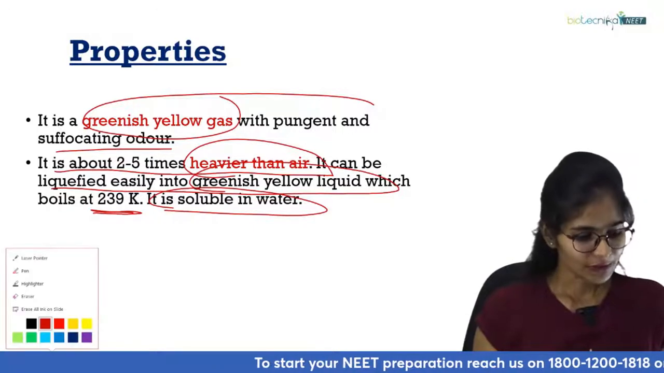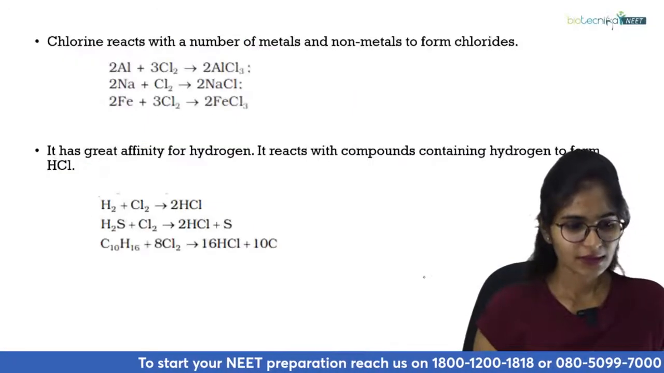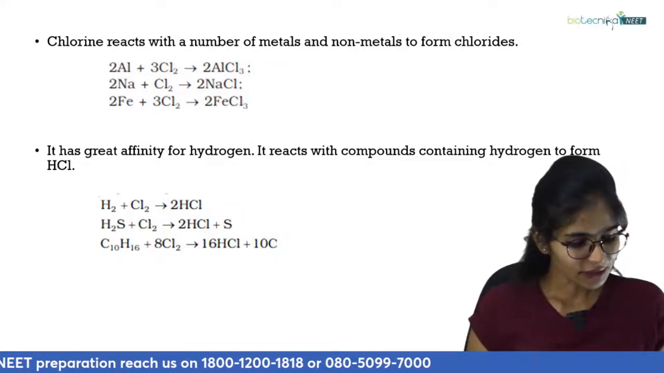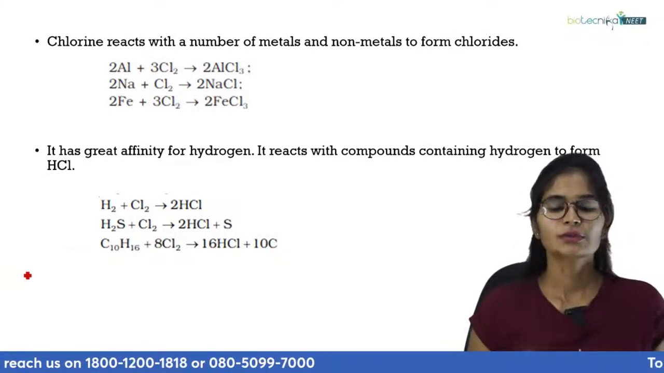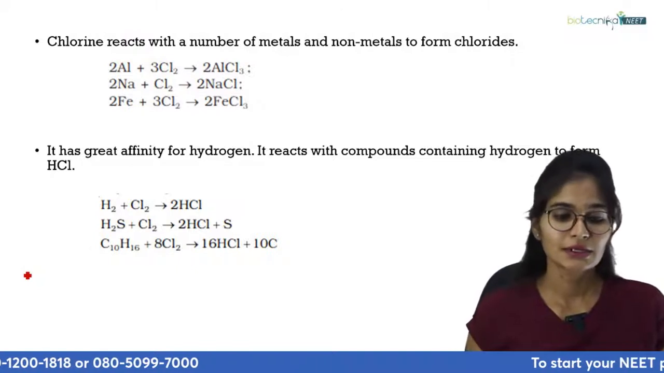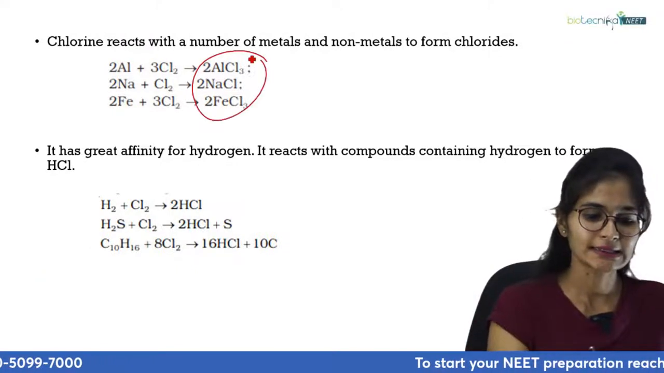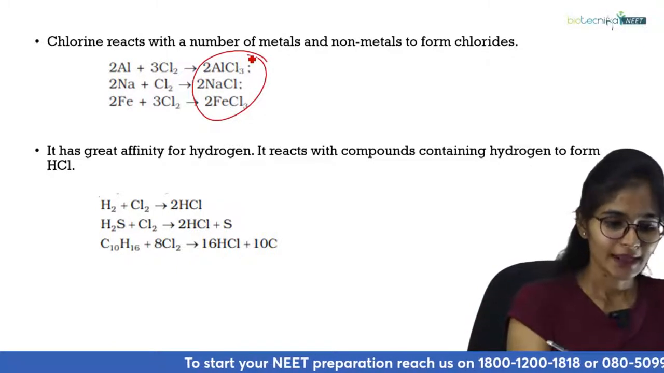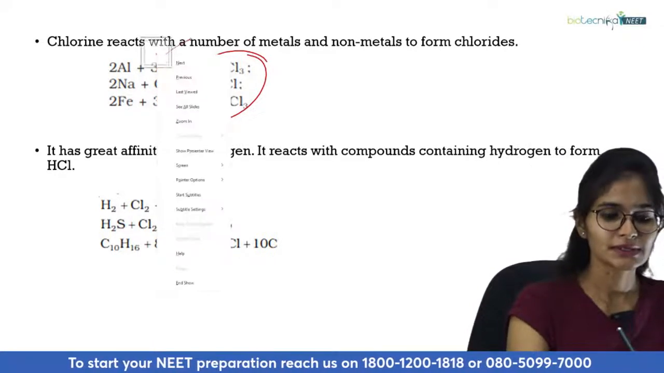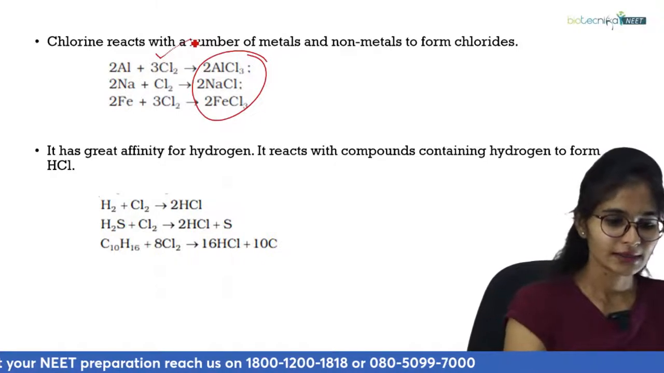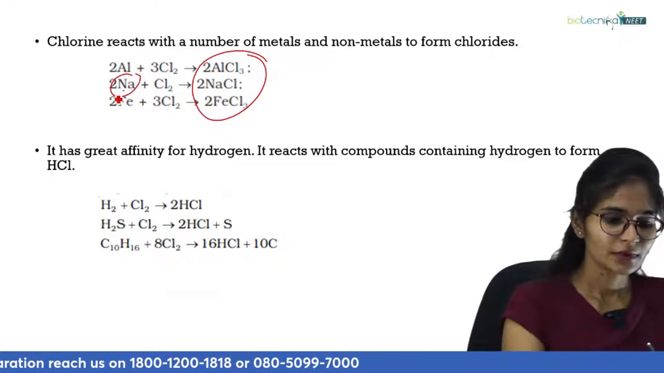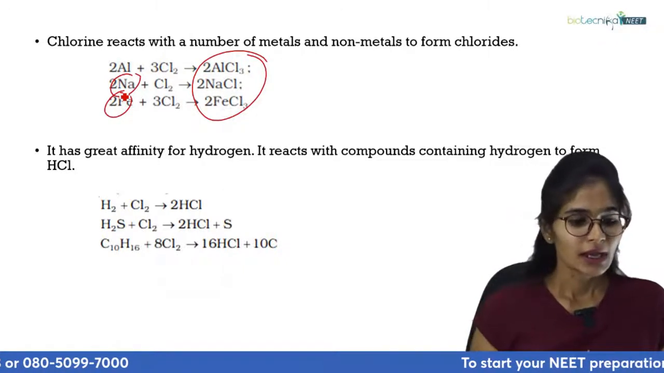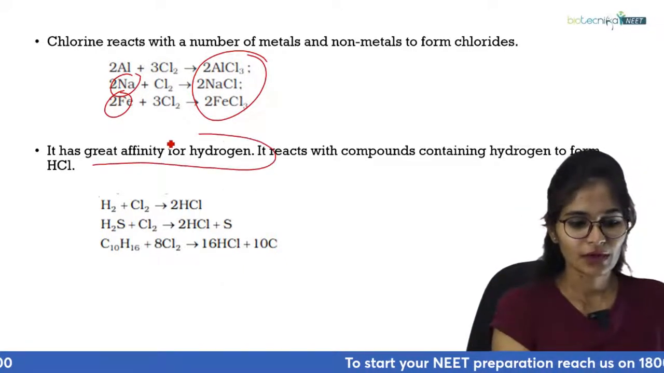Now coming to the next part, chlorine reactivity. Chlorine reacts with most elements, including metals and non-metals, giving products like AlCl3, NaCl, and FeCl3. I have already shown the reactions of Cl2 with aluminum, sodium, and iron, giving FeCl3, NaCl, and AlCl3, and it has an affinity for hydrogen.